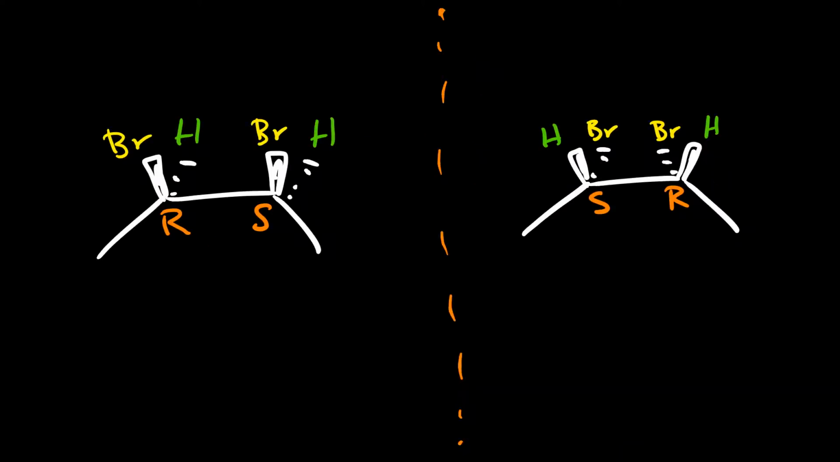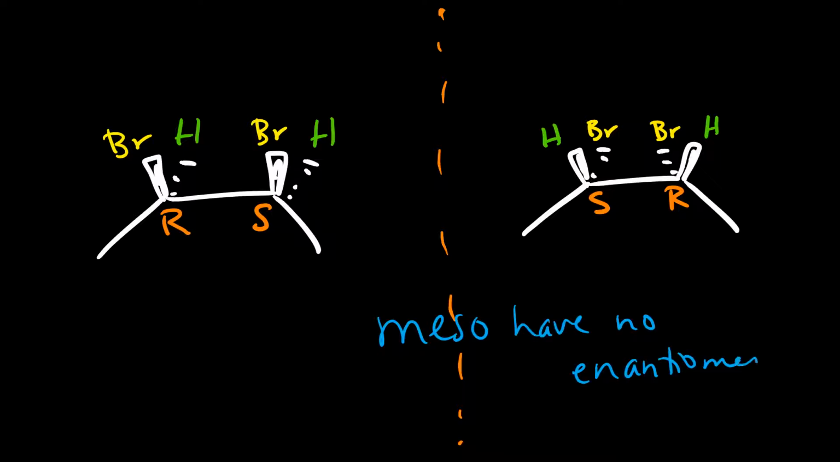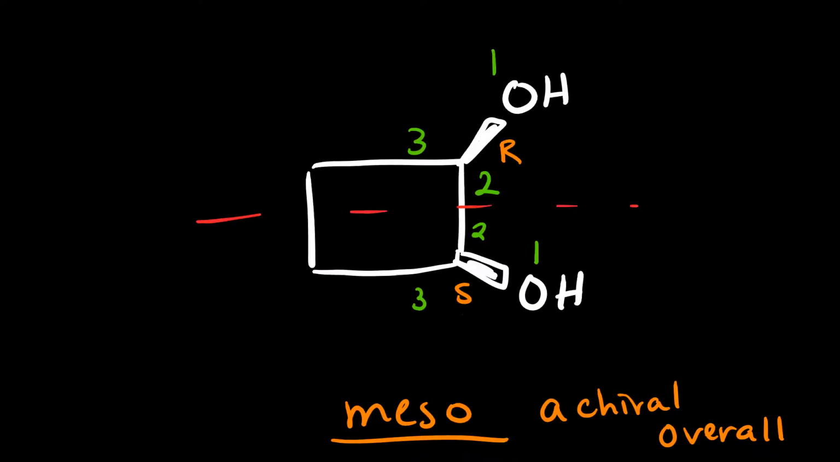And this is just one more look at the meso compound with its quote-unquote enantiomer, which is really just the same structure again. So meso compounds have no enantiomer. They are achiral. Here's another example of a meso compound. We can identify two chiral carbons, one in the R configuration and one in the S. But since there's a plane of symmetry overall, this is an achiral molecule.